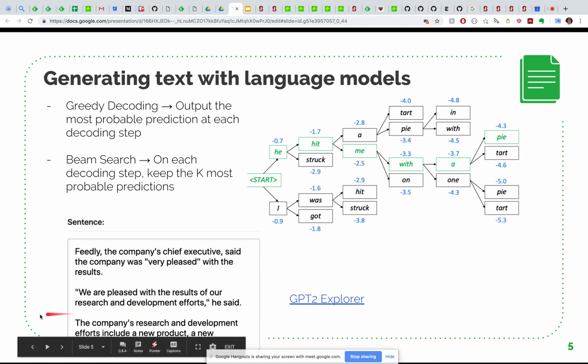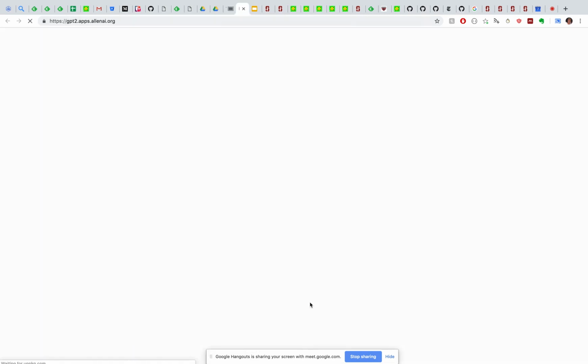Here, as an example, I have used a visualization tool from OpenAI, which is based on the GPT-2 transformer. It's also based on the implementation from Hugging Face, so thanks, Victor, for this implementation. And here, I just entered Feedly. So maybe we can even go on it.